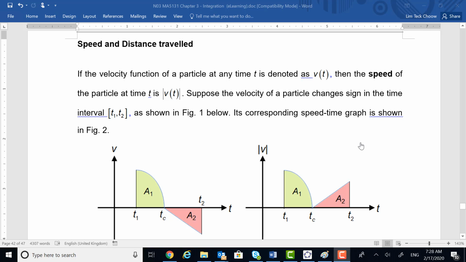Now let's look at this thing called speed and distance traveled. If you have the velocity time graph of a particle, say for example, this is the velocity time graph of the particle, then the speed time graph, the modulus of the velocity, is the speed. The speed time graph of the same particle would be like this. You can see this is above the x-axis. When this is below in the velocity time graph, in the speed time graph this part is flipped above.